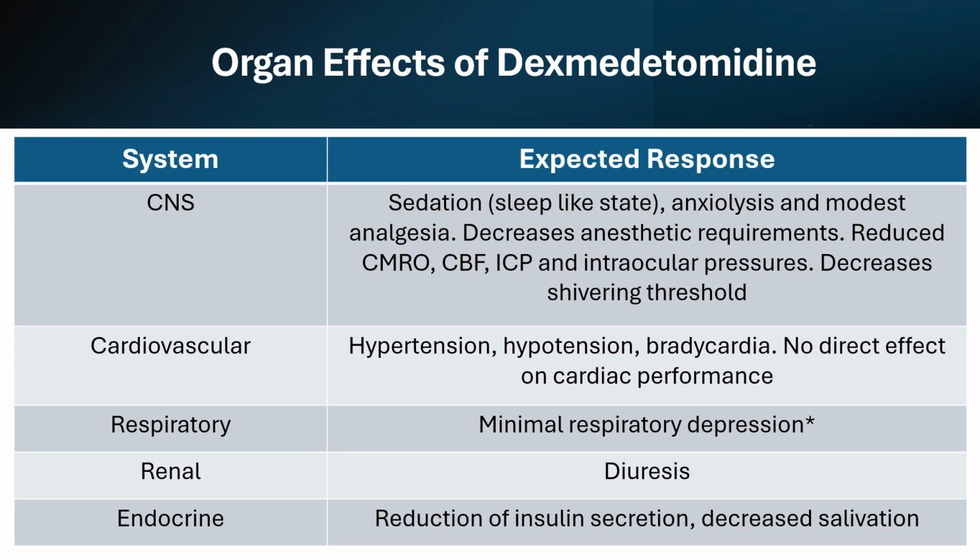At the level of the cardiovascular system, it can lead to both hypertension and hypotension. Bradycardia is a possible effect. Dexmedetomidine has no direct effect on cardiac performance, though. It is associated with minimal to no respiratory depression when used alone, can lead to diuresis, and reduce the secretion of insulin and salivation as well.